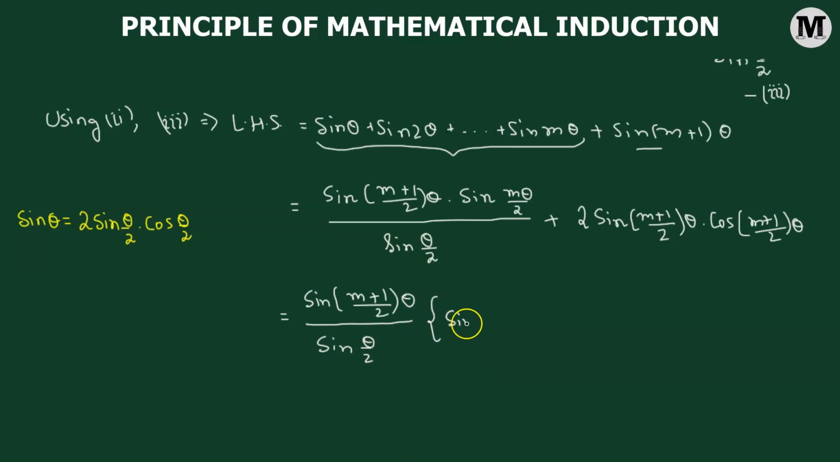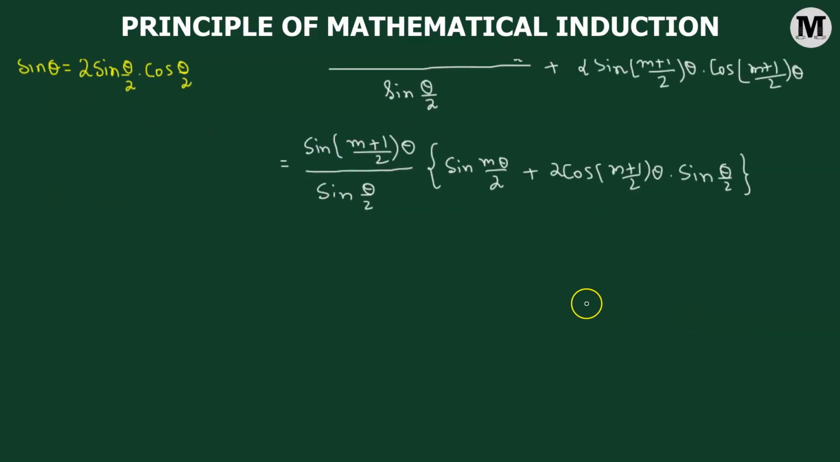So our first term is now going to be left with sine of m theta over 2, added to 2 times cosine of angle (m plus 1) over 2 times theta. Here we have taken sine of (m plus 1) over 2 times theta as the common factor. But since we have also taken 1 over sine of theta over 2 as the common factor, we'll need to multiply it with sine of theta over 2. Fine. Okay, so let's go to the next step.